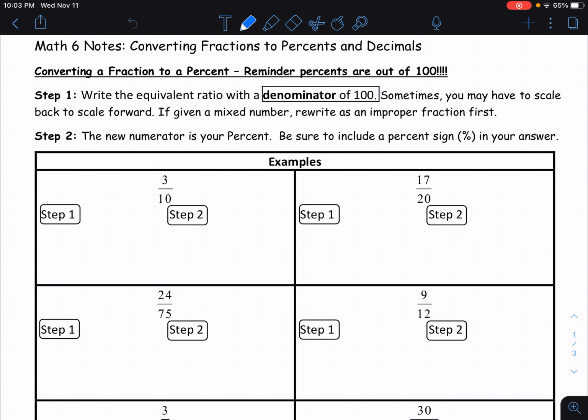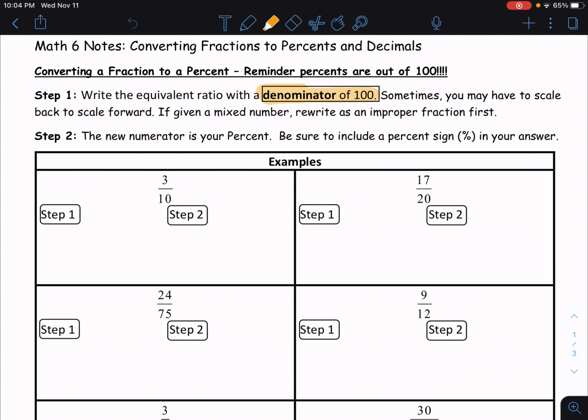Hey everyone, today we are going to be converting fractions to percents and decimals. We are going to start by converting a fraction to a percent, and then we are going to convert fractions to decimals. So this one says, step 1, write the equivalent ratio with a denominator of 100.